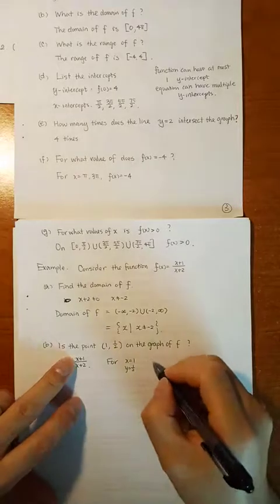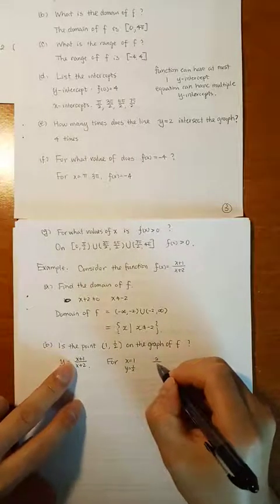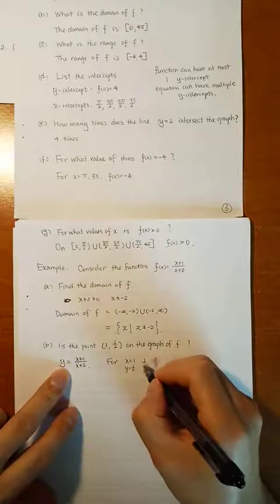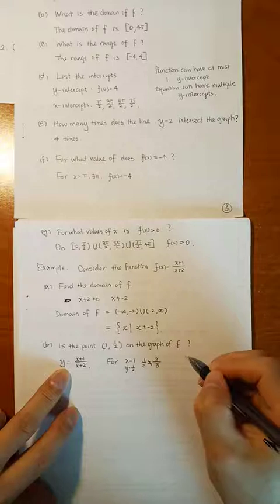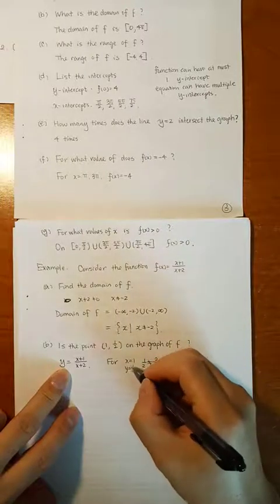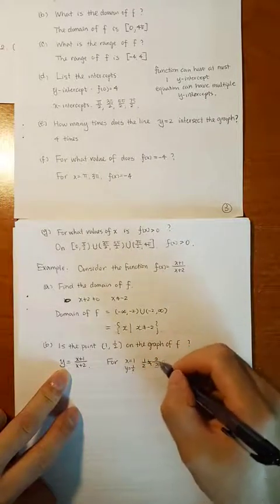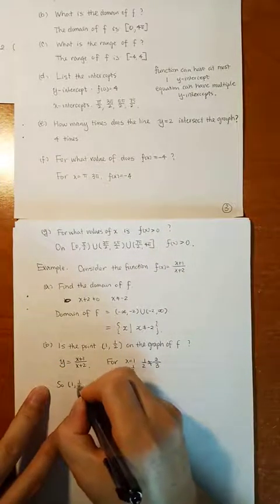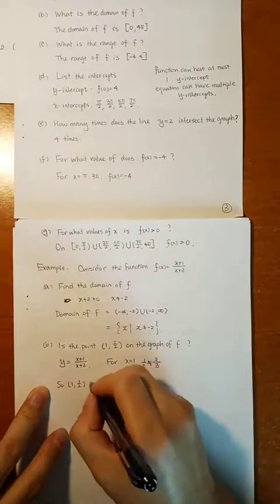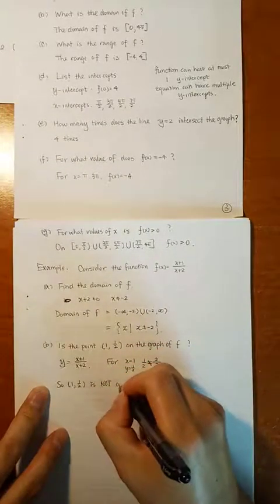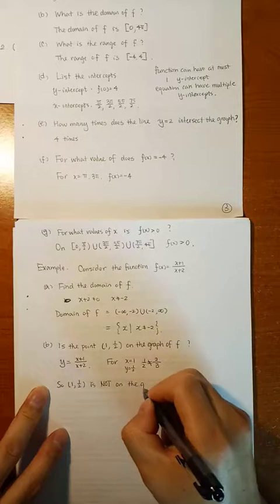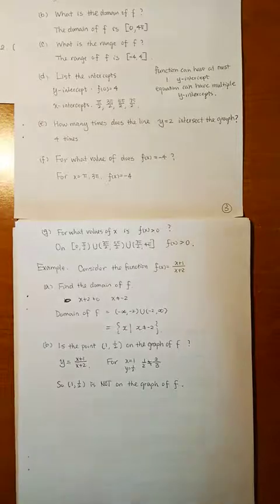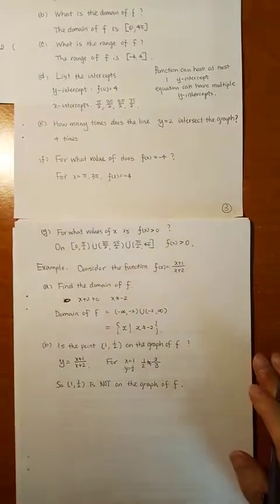x equal to 1, 1 plus 1 is 2. 1 plus 2 is 3. The right side is this, but the left side is 1/2. Not equal. So it means this pair does not satisfy the equation. So the point (1, 1/2) is not on the graph of f. Okay, it's not the right one.